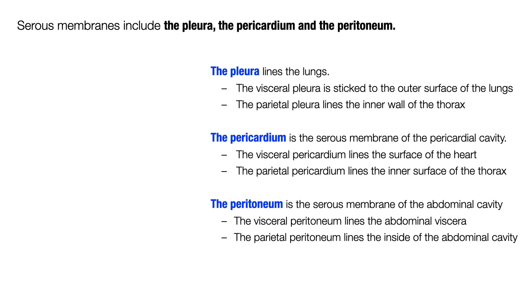Serous membranes have specific names, so we have a visceral pleura lining the lungs and a parietal pleura lining the inner thoracic wall. Between the two lungs we have the pericardium that contains the heart, and here we have a visceral pericardium stuck to the heart and a parietal pericardium. In a similar way, in the abdominal cavity we have a visceral peritoneum in this case and a parietal peritoneum.